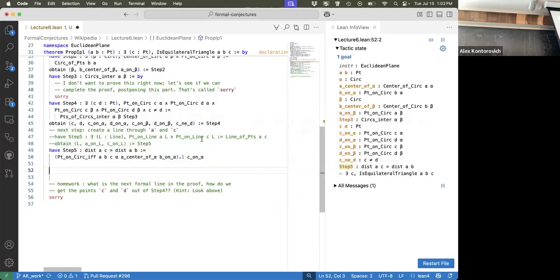Wait, what does the odd do? What step 5 does is it proves that the distance from A to C is the same as the distance from A to B. Why?